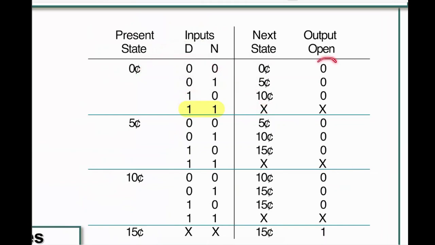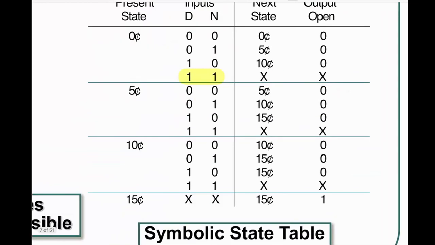And during all these times, because we are in the present state 0, no money, we are going to leave the output open. Our output open is 0, which means that we are not releasing the pack of gum. Similarly, we go to state 5, the state called 5 cents. From 5 cents, again, those four possibilities exist.